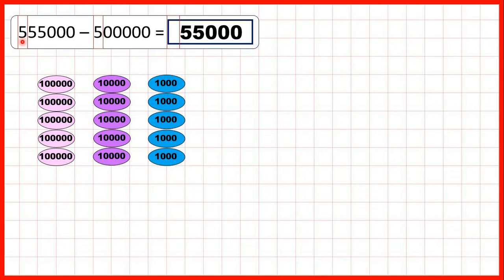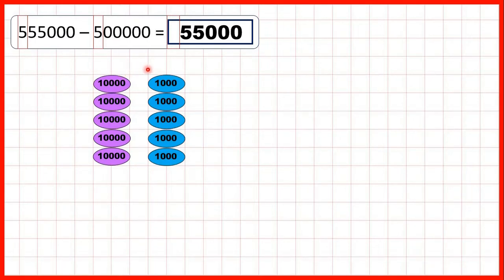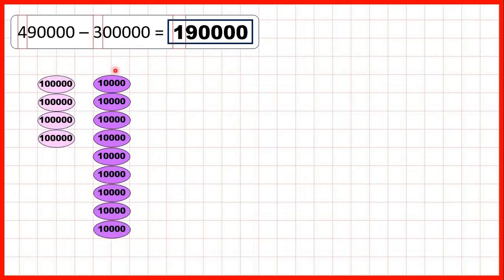So for this first question, we started with 555,000, which we've shown here, and we were subtracting 500,000. Now that's the same as taking away 5 100,000 counters, so we're left with just 55,000. That's 5 10,000s and 5,000s. Then we had 490,000, which we've shown here, and to subtract 300,000, we can take away 3 of our 100,000 counters to give us 190,000. That's 100,000, and we still have our 9 10,000s.